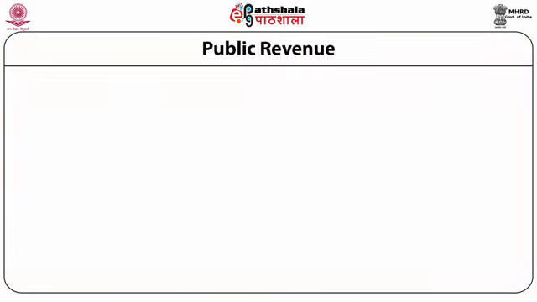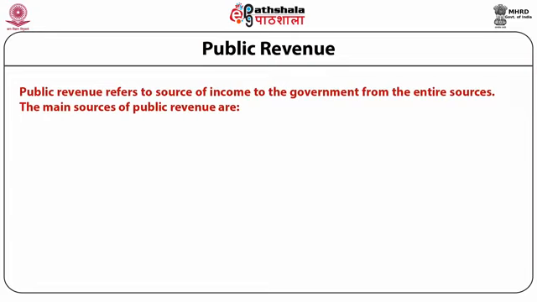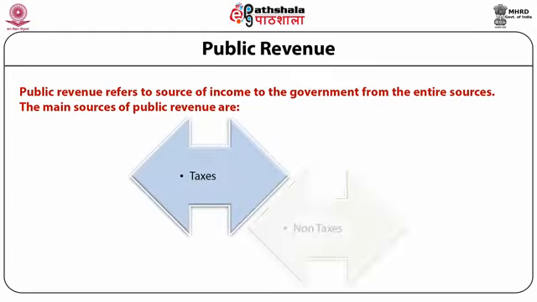Public revenue. Public revenue refers to the source of income to the government from the entire sources. The main sources of public revenue are taxes and non-tax sources. Tax sources are those which come from direct and indirect taxes, and non-tax sources are those sources which come from other sources apart from taxes.